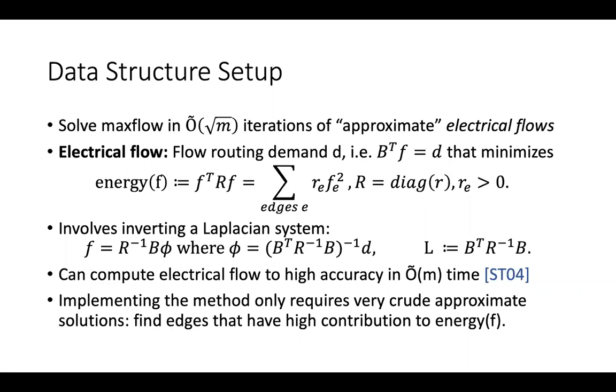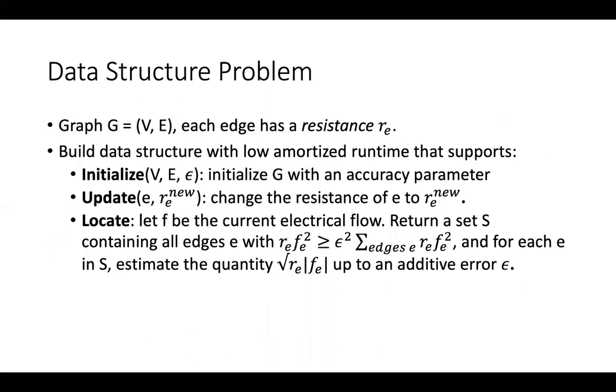And to achieve this, we leverage the important property that the electrical flows only need to be approximate, and in a very crude sense even. Essentially, we only need to be able to detect edges that have a high contribution to the electrical energy. In other words, edges where R_E F_E squared occupies a large fraction of the energy of F. I'll formalize this in a bit.